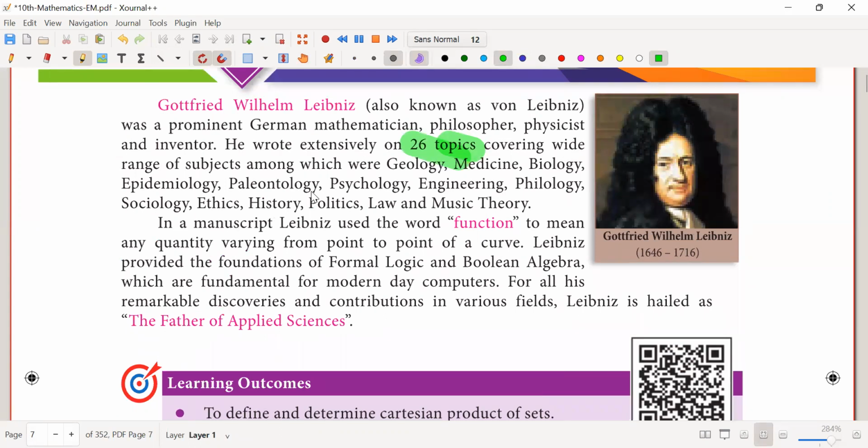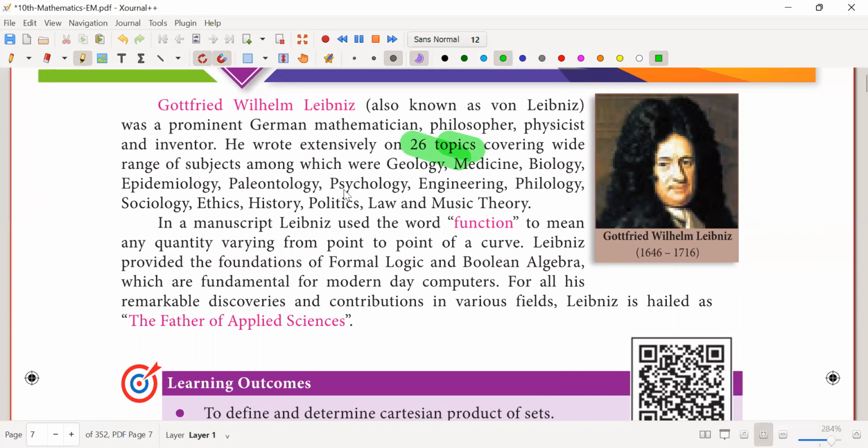What is epidemiology? What is epidemic? Epidemic is like, which spreads quickly. So what is the pattern in that? Everything is related. He went through all this.